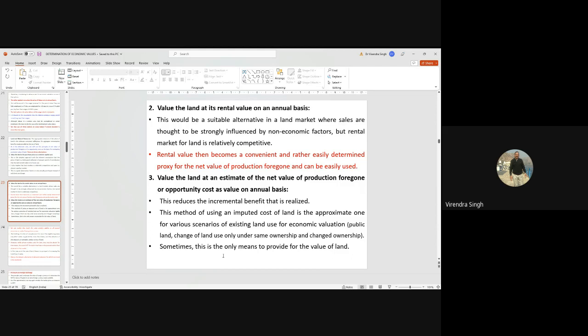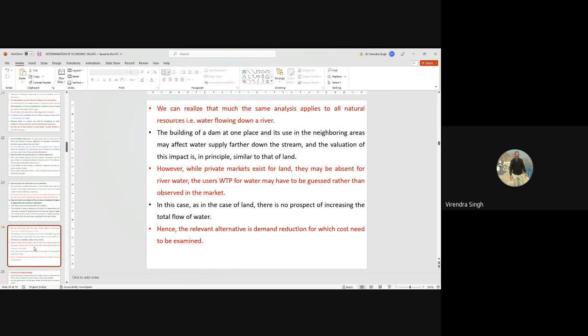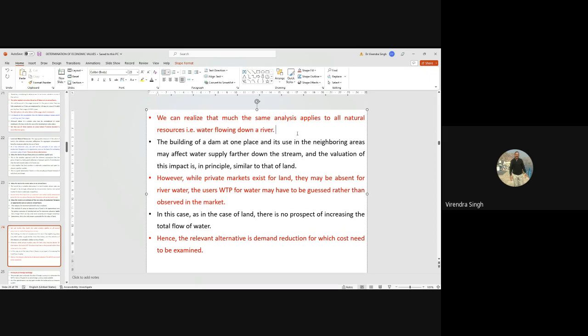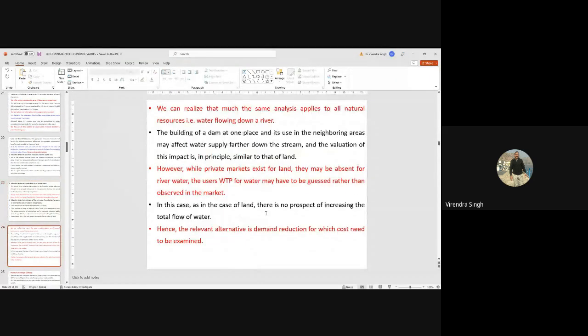Out of these three possible valuation methods, land can be valued using any of them. We can realize that much the same analysis applies to all natural resources, such as water flowing down a river or any other natural resource. On the same line, as discussed in the case of land, other natural resources can also be valued using these principles. For example, building a dam at one place and using it in the neighboring areas may affect water supply farther down the stream, and the valuation of this impact is similar to that of land.